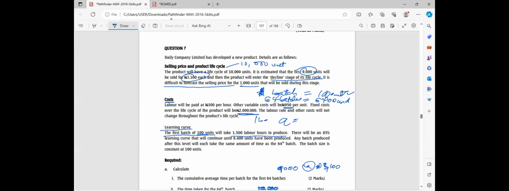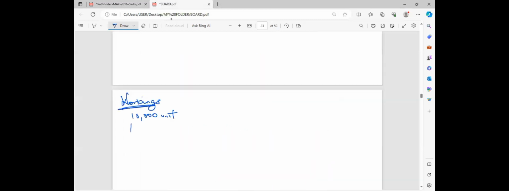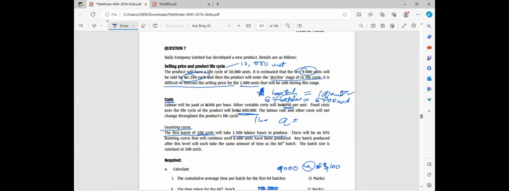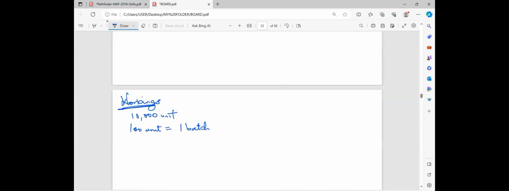Okay. So 100 units is equal to one batch. Out of this, if 100 units is equal to one batch, 10,000 units will be how many batches? 100 batches.